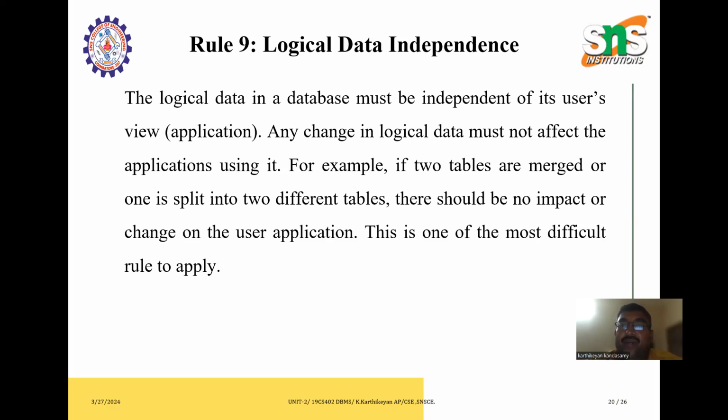Rule number 9, logical data independence. The logical data must be independent of the user view. Any changes to the logical level must not affect the application using it. For example, if two tables are merged or one is split into two different tables, there should be no impact or changes on the user application. This is one of the most difficult rules to apply.